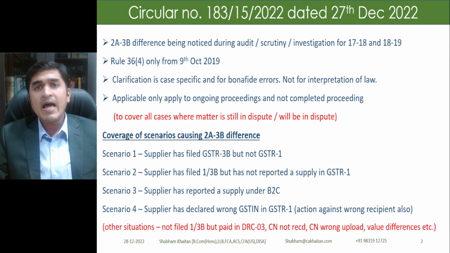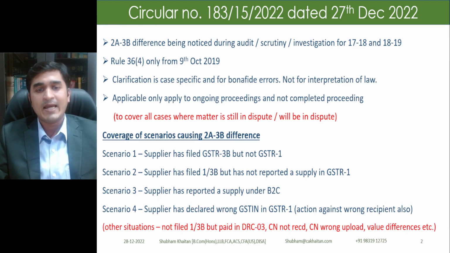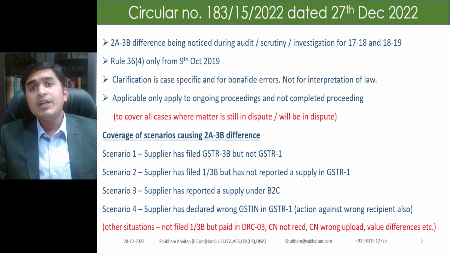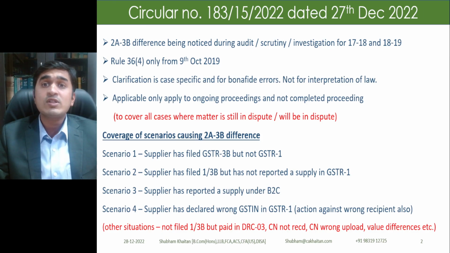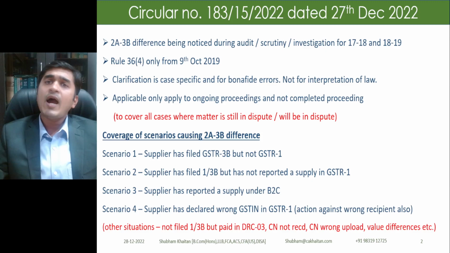Second, the supplier has filed both 1 and 3B but has not reported the supply in GSTR-1. In other words, he has filed his 1 and 3B both, but he has forgotten to show the supply in 1, though he has shown it in 3B. So he has already paid the taxes. Third, he has shown the supply as B2C in GSTR-1. He has not shown it in B2B but shown it in B2C. That's why it's not appearing in 2A. And he has already made the payment of taxes through 3B.